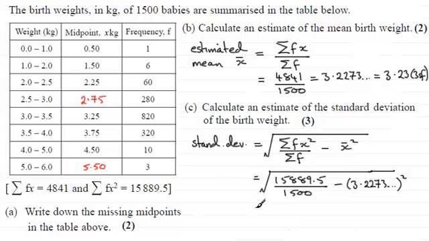And if you work that out, you end up with 0.421093 and so on. Giving this to 3 significant figures, it's going to be 0.421 to 3 significant figures. Okay?